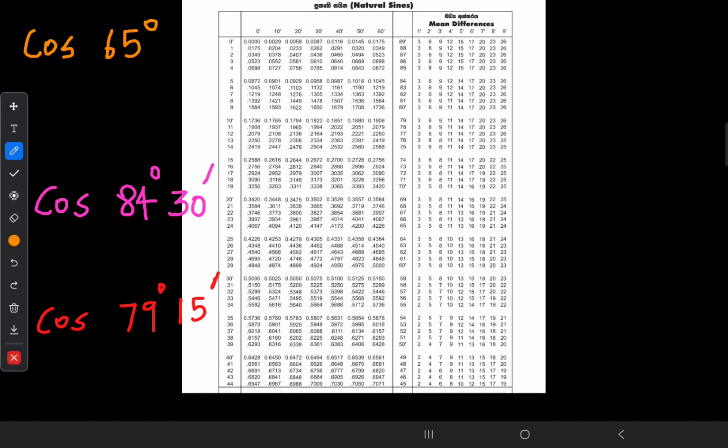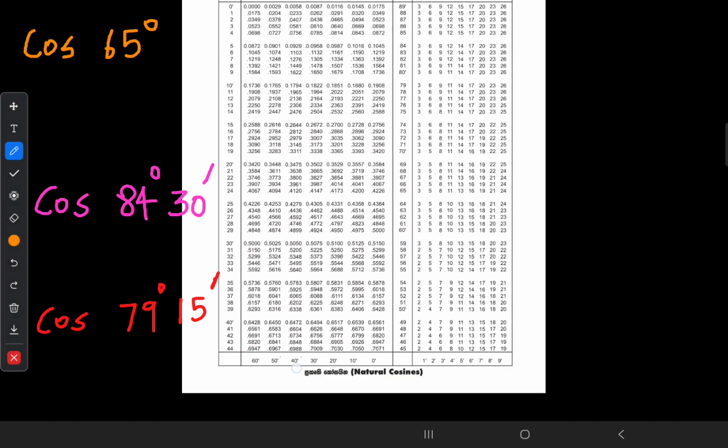In the cosine, from the bottom, here there are some degree measurements. Let's identify 65 degrees, but there is no minute measurement given. So 65 degrees and 0 minutes would be this one: 0.4226.